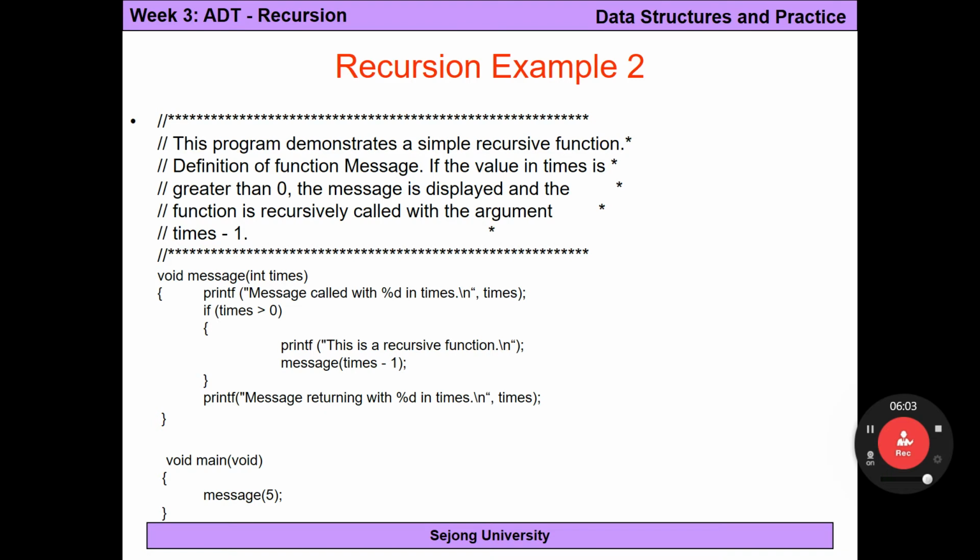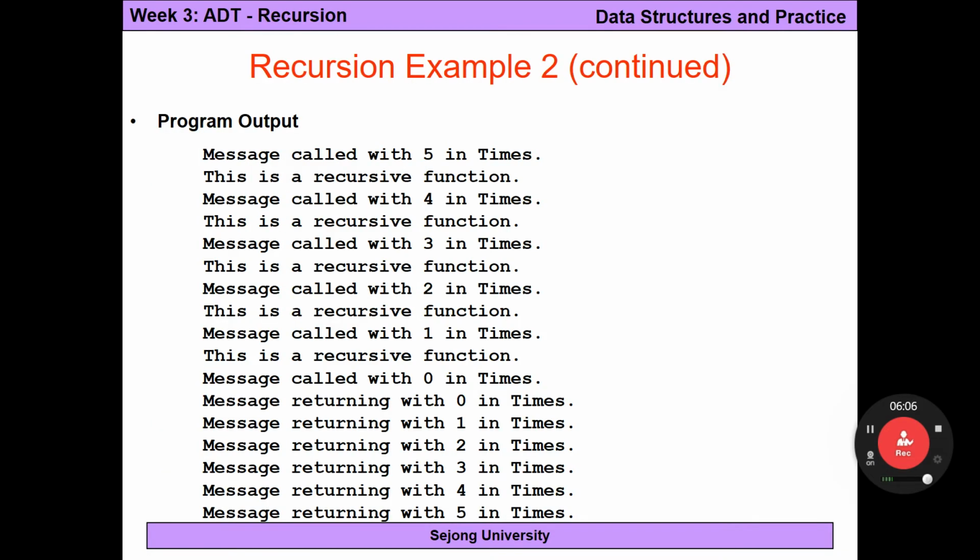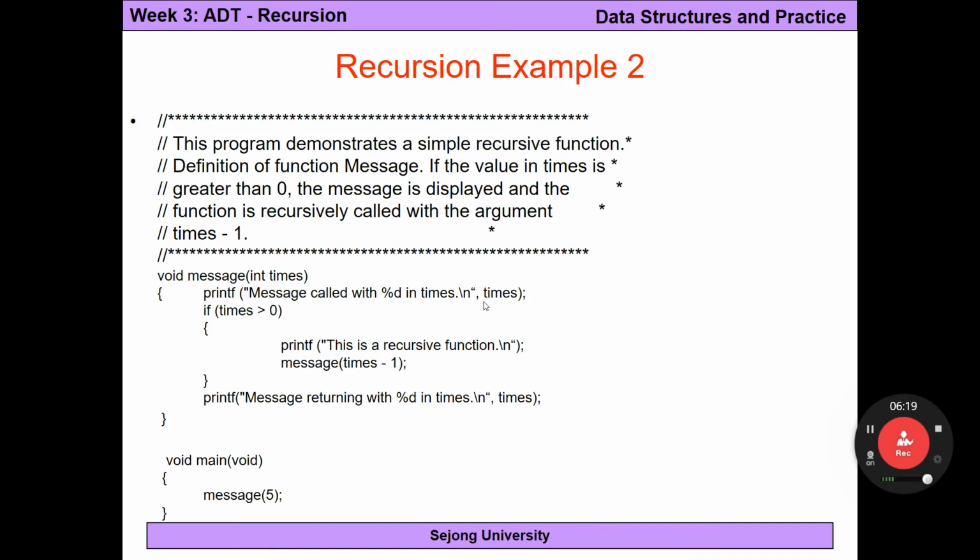Let's see how it will work. Once the value 5 is given to the message function, message is called with 5 times. Here you can see message called with 5 times. It will check the condition. The condition is true, so it will execute this statement and then come to the recursive function. Here it will have a decrement of 1, and this function is called again.